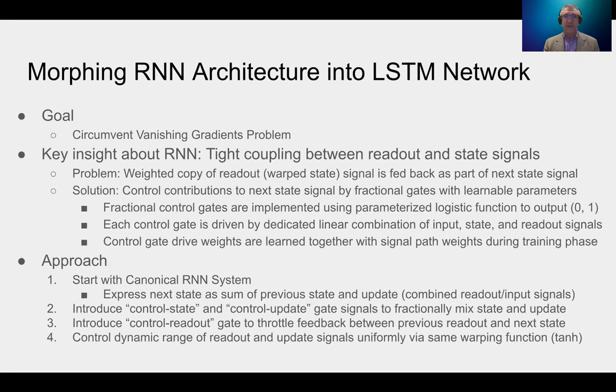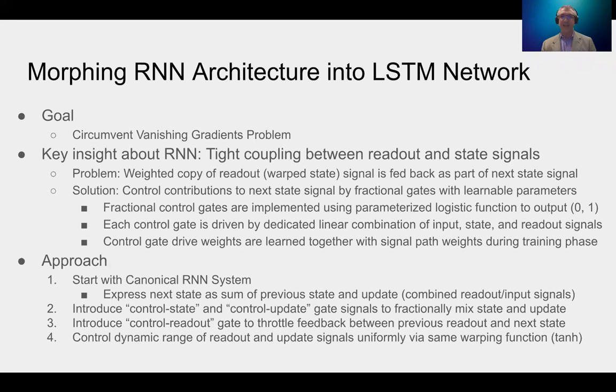We just saw that the tight coupling between the readout signal and the state signal at the adjacent steps causes the vanishing gradients problem, which makes it difficult to train the standard recurrent neural network on long sequences. The long short-term memory network is a kind of recurrent neural network that solves the vanishing gradients problem by introducing fractional gates in order to control the different contributions to the state signal.